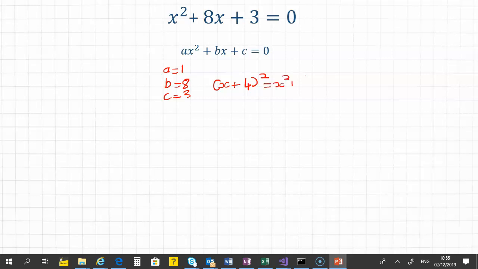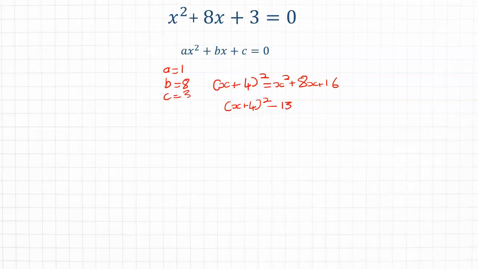Now we need to add another number onto this. If we were to multiply out x plus 4 squared, we would get x squared plus 8x plus 16. But we originally had x squared plus 8x plus 3. The difference between the last two numbers is the difference between 16 and 3, which is 13. So x plus 4 squared minus 13 is the same as x squared plus 8x plus 3.